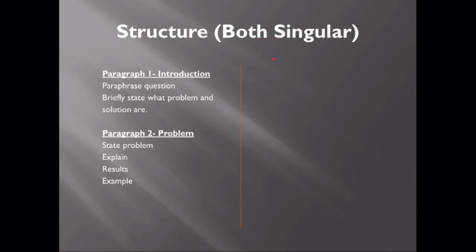Now we're going to look at these structures. So if both are singular, in paragraph 1, we're just going to paraphrase the question as normal, and then we're going to briefly state what the problem and solution are. If it was a cause, you would just use the exact same structure and say what the cause and the solution are.